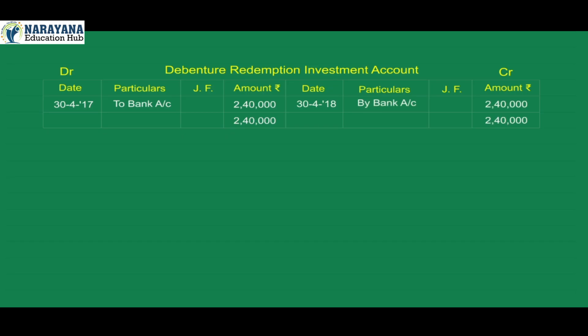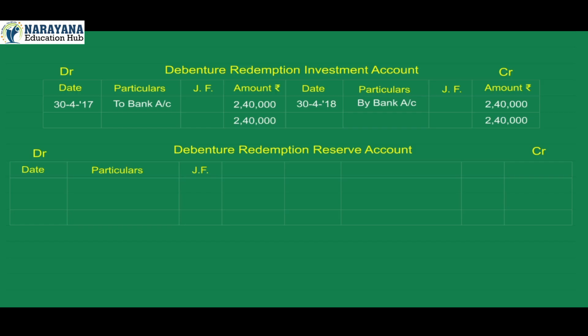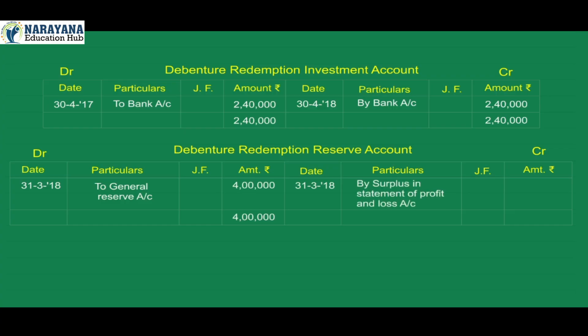total 2,40,000. Debenture redemption reserve account, debit, credit, date, particulars, journal folio, amount, date, particulars, journal folio, amount. 31st March 2018 to general reserve account 4 lakh, total 4 lakh. 31st March 2018 by surplus in statement of profit and loss account 4 lakh, total 4 lakh.